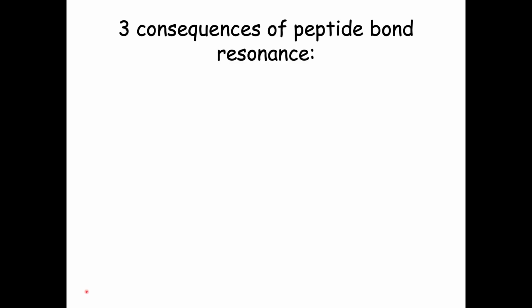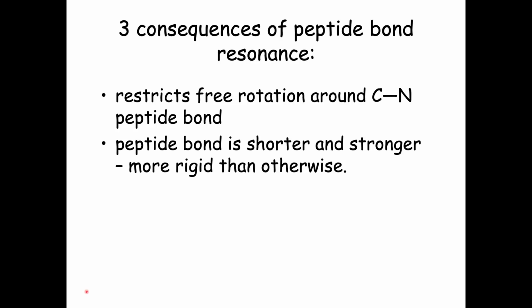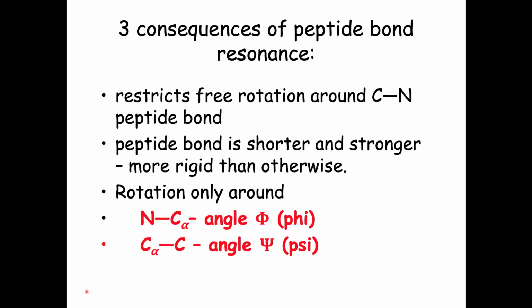So as we discussed in class, there are three consequences of this peptide bond resonance. The first is that it restricts free rotation around that carbon-nitrogen peptide bond. And this results in a bond that is shorter and stronger and more rigid than your typical single bond would be. And so therefore, when we look at polypeptide structures, you only get rotation around this N and alpha carbon, and this angle is referred to as the phi angle, and then the alpha carbon and the carbonyl carbon, and this angle is defined as the psi angle.